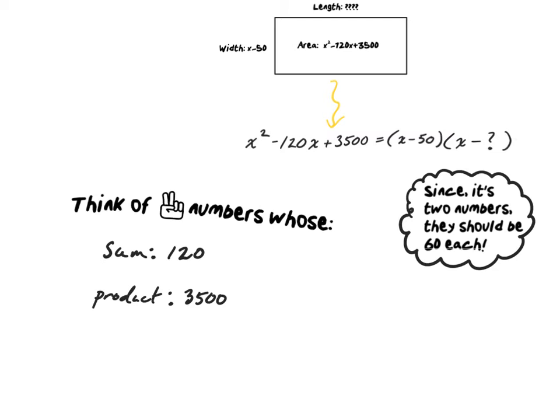So remember, two numbers, if they average 60 each, you can get a sum of 120. So now I'm going to have 60 plus some unknown number, and then 60 minus some unknown number. And through multiplication, we have 3600 minus u squared, and we set it equal to the product, which is 3500.